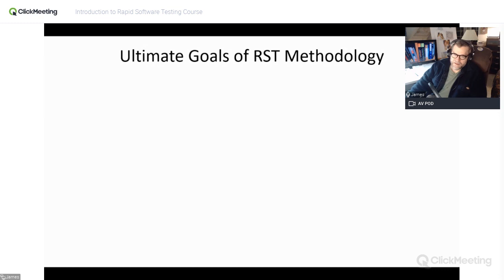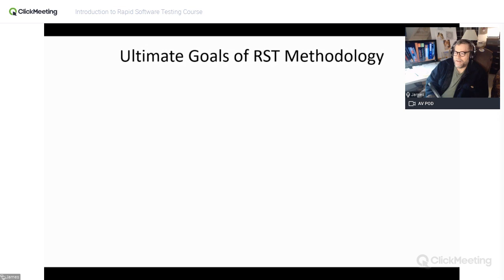And he said that I missed something on this slide. He said that I didn't say anything about one of the goals of RST methodology, which is to get people to focus on testing. Testing as finding important problems before it's too late. And I said, well, I don't need to have that on this slide because it's right in the word testing.